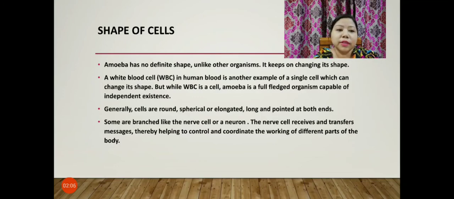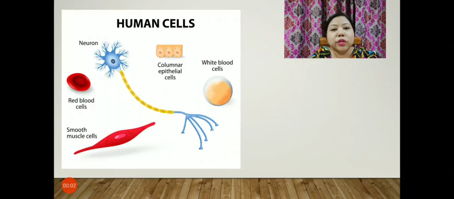So the nerve cell receives and transfers information or messages from one part of the body to another, and it also helps in controlling and coordinating the work of different parts of the body. So here is a picture of the different cells which are present in the human body. So these are all human cells.